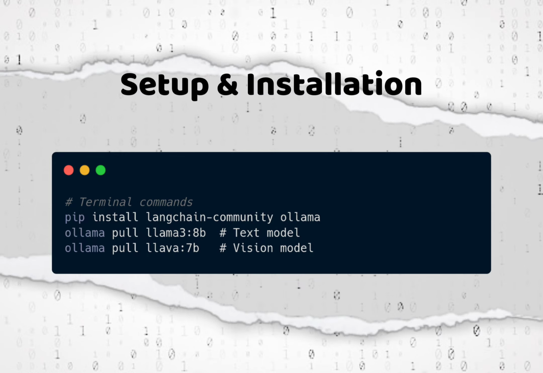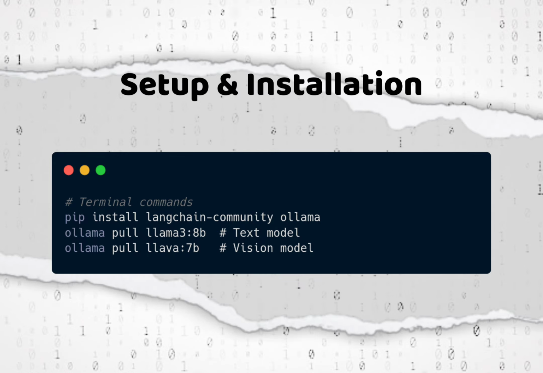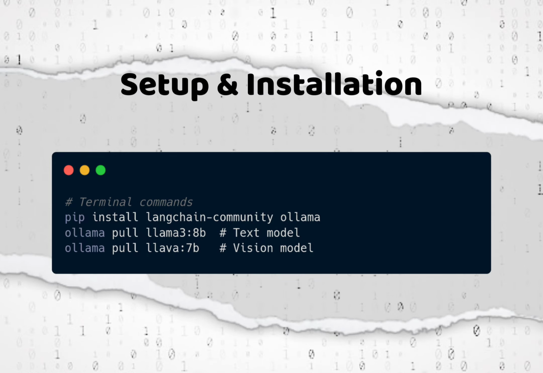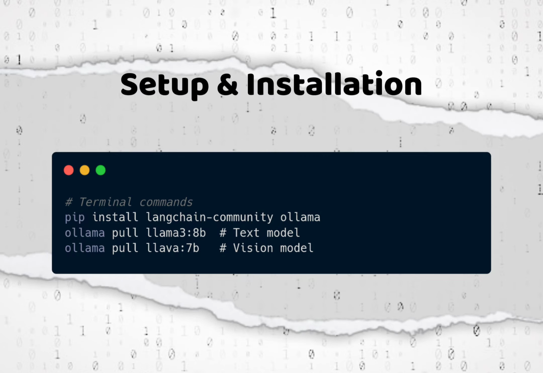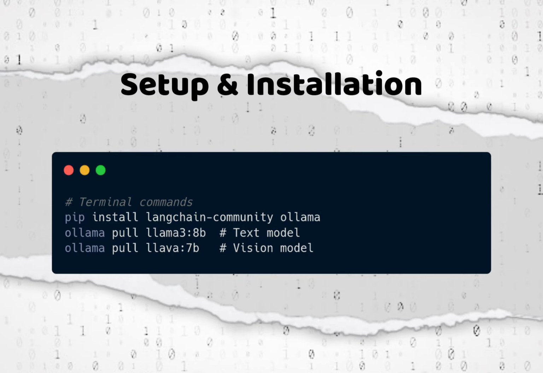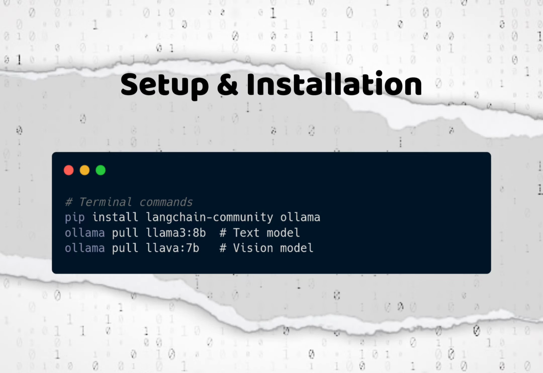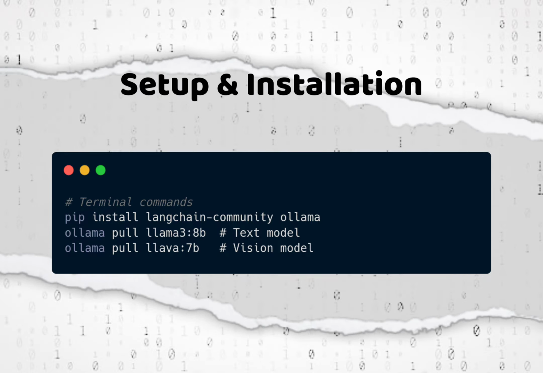Run these pip commands to get Langchain Community and Ollama packages. Then pull two models, Llama 3:8b for text generation and Lava:7b for vision capabilities. This downloads the models to your local machine.